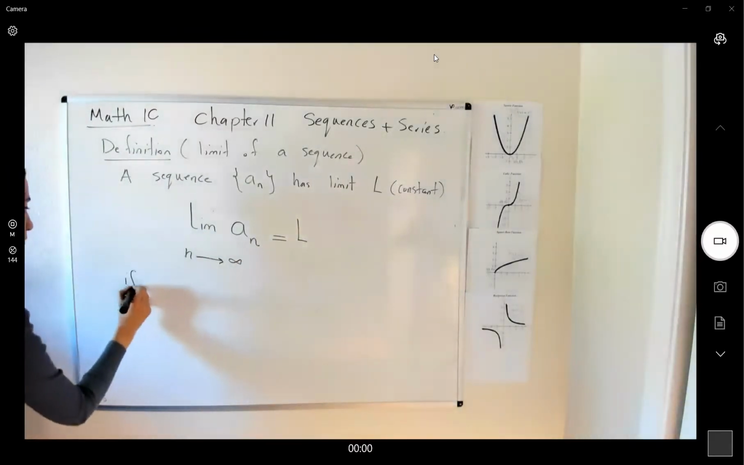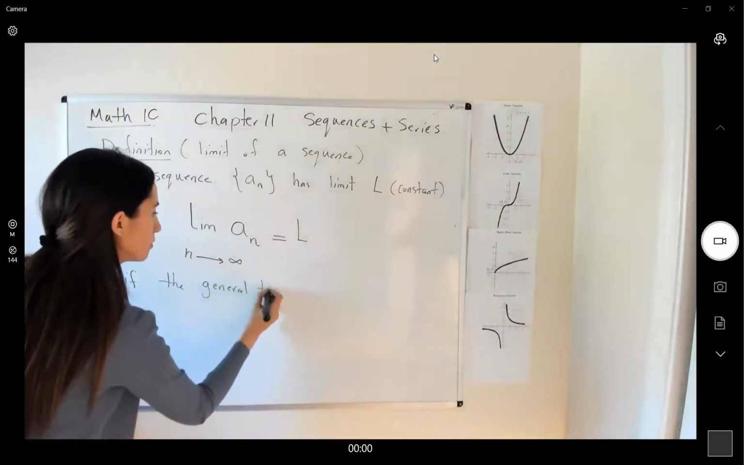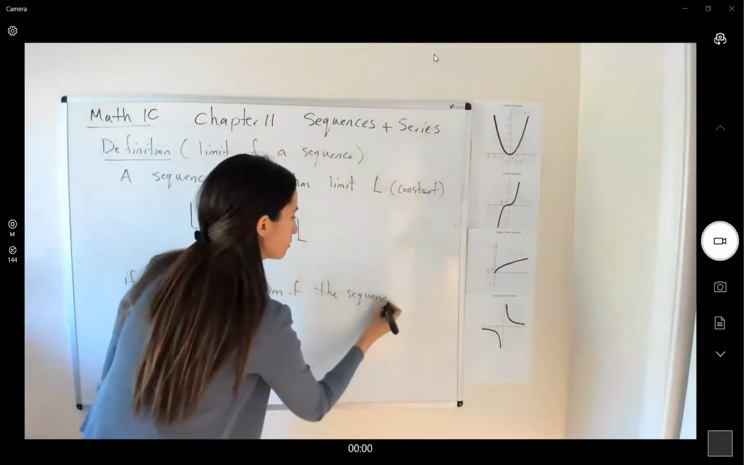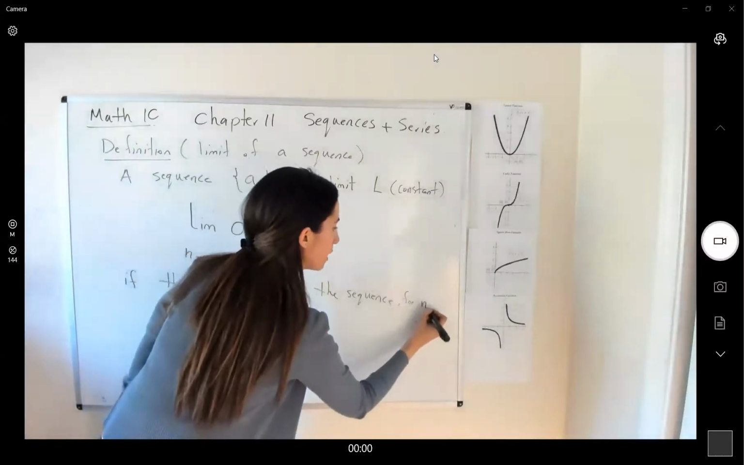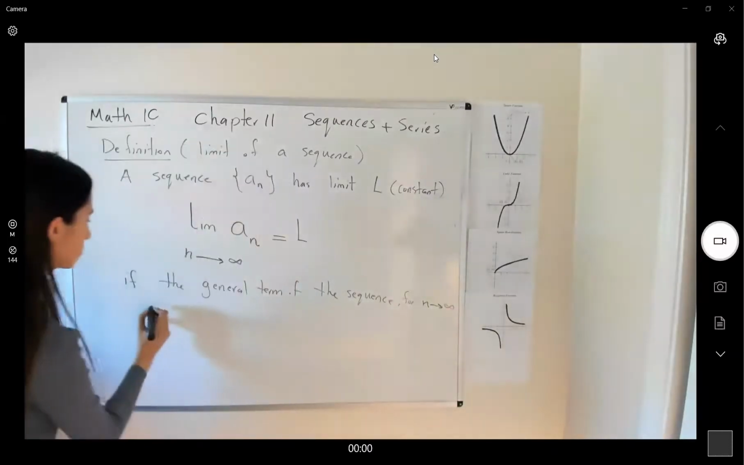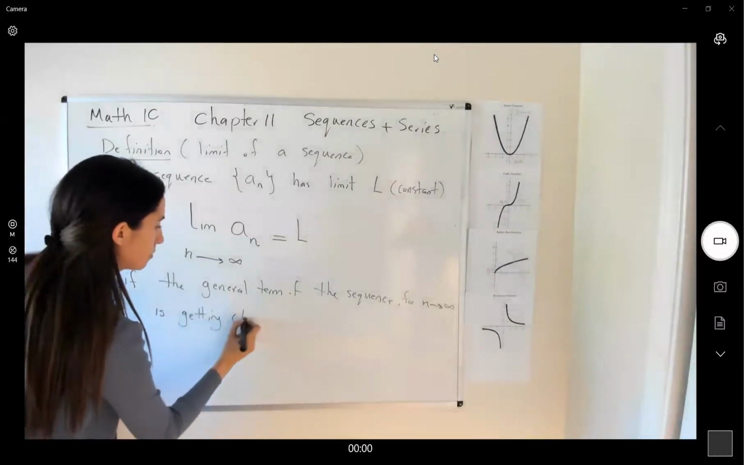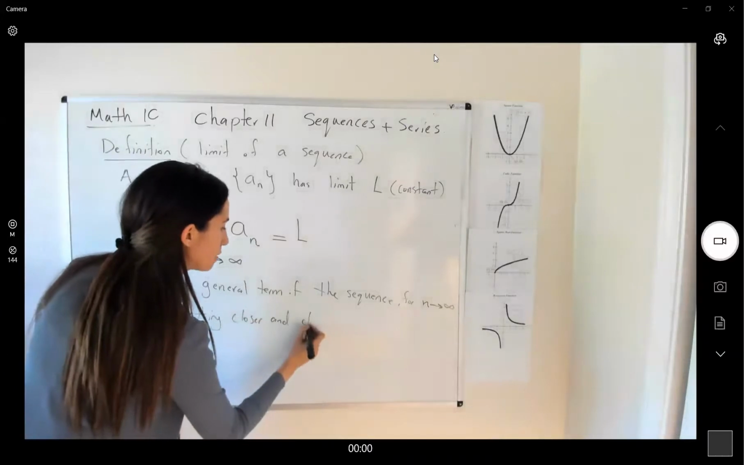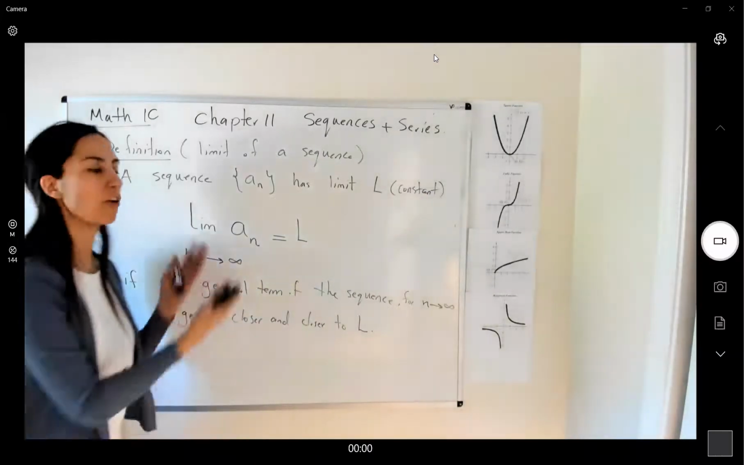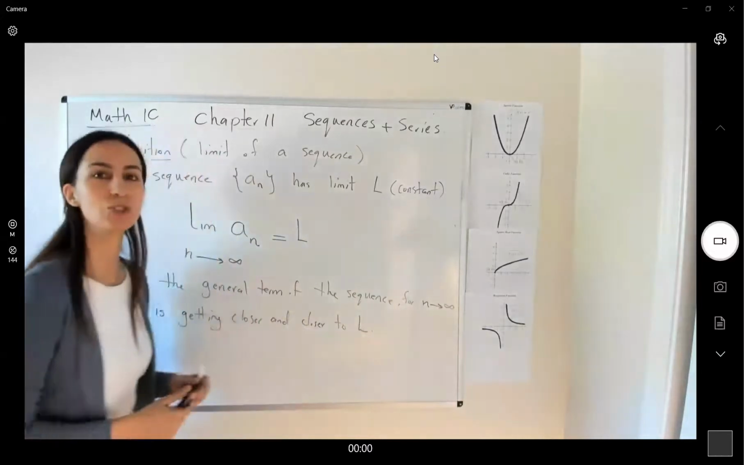If the general term of the sequence, when n goes to infinity, is getting closer and closer to L. So if your y values are getting closer and closer to L when n goes to infinity.